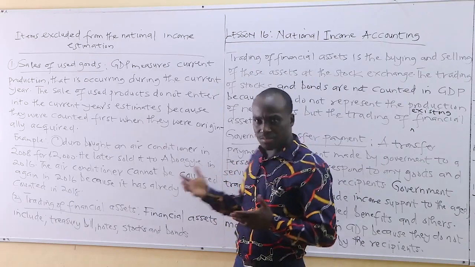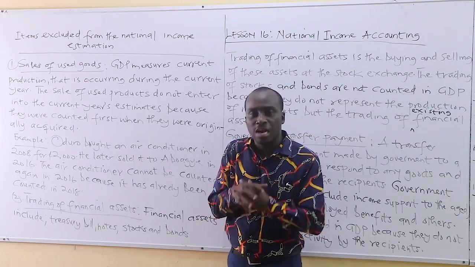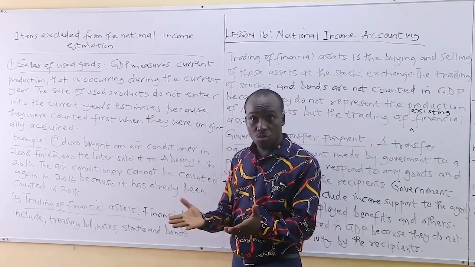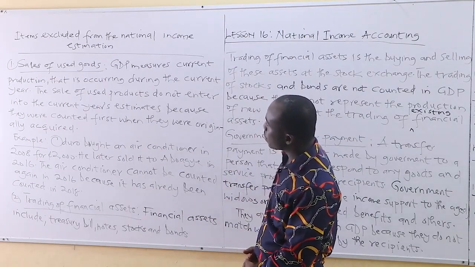Excluded from national income estimation. When you are doing national income estimation, there are some items that when you see them, you don't add them to the calculation. Why? Let's see. One is the sale of used goods. GDP measures current production that is occurring during the current year.